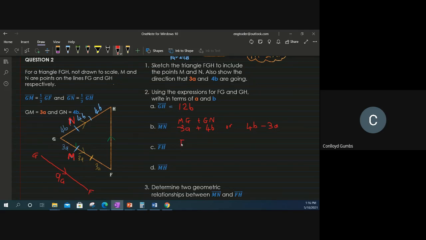So that means if we're going back from F back to G, that must be minus 9a. So we could write this as saying F to G plus G to H. So F to G is minus 9a plus G to H, which is 12b.